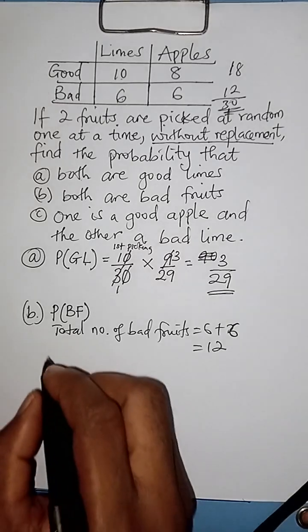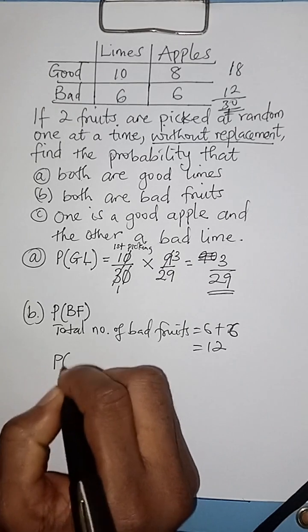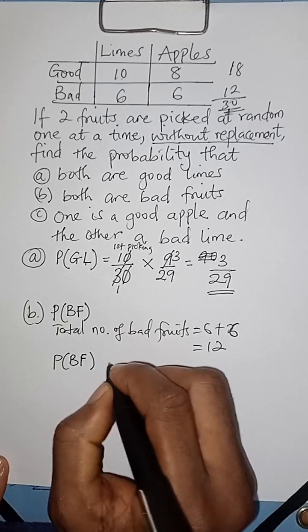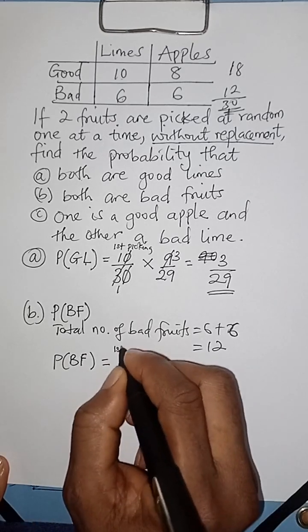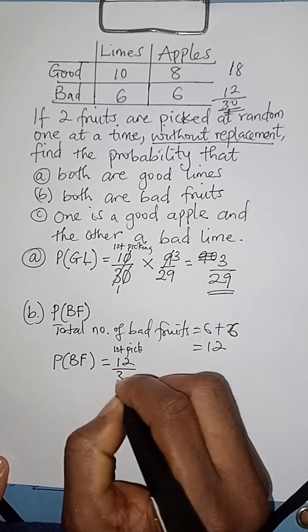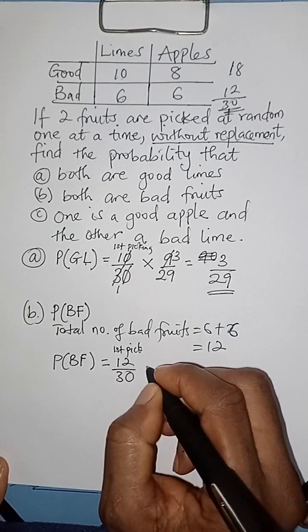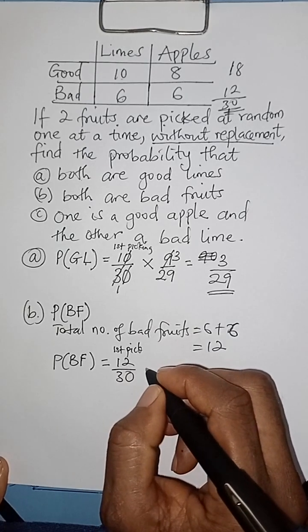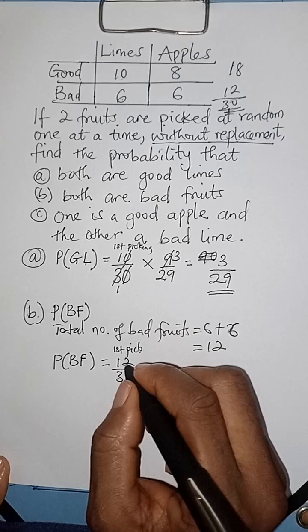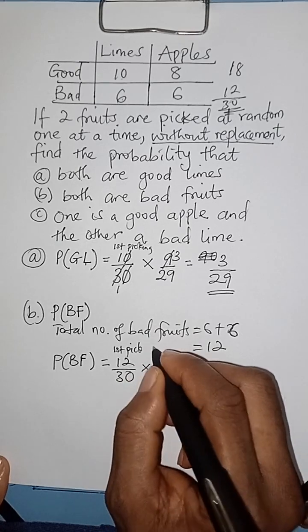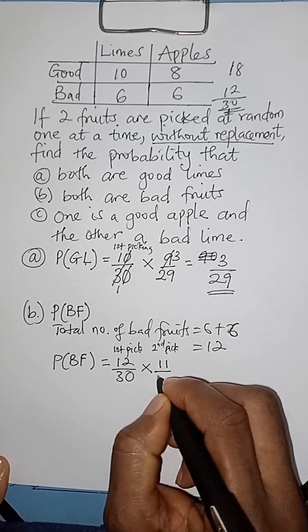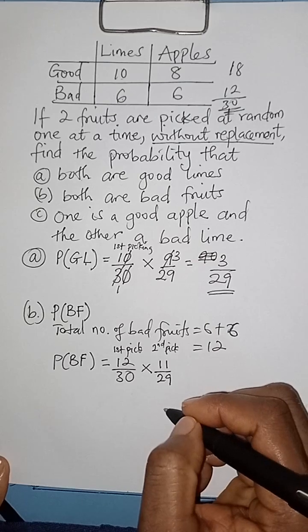Okay. So let's go to the probability that both fruits are bad. Now, first pick is going to be 12 out of 30. The 30 fruit there. Now, both in probability means multiplication. I've picked one from the 12, so I'll be left with 11 in the second picking. So this is second pick, and there will be 29 fruit left.